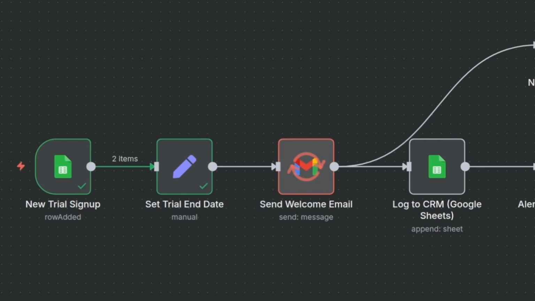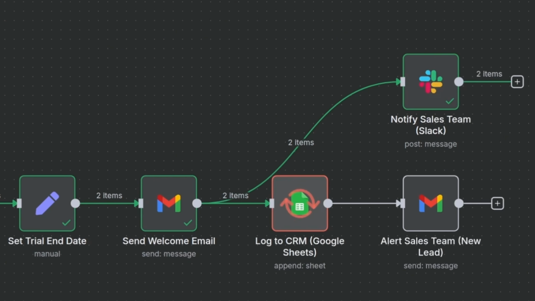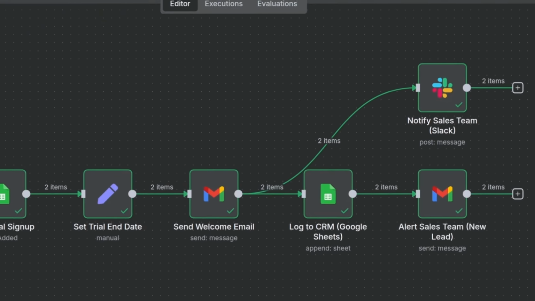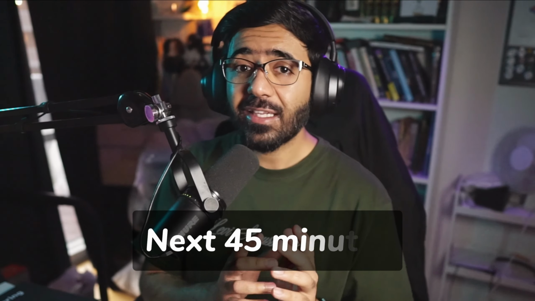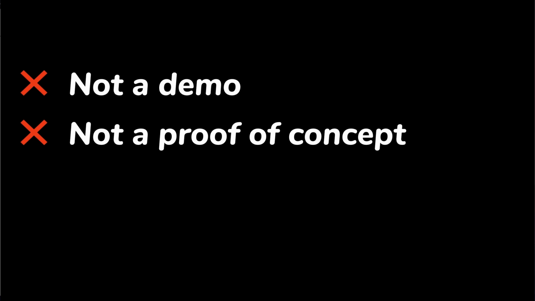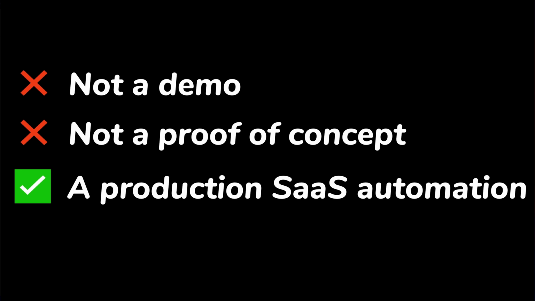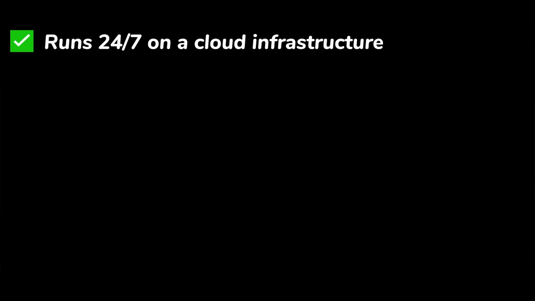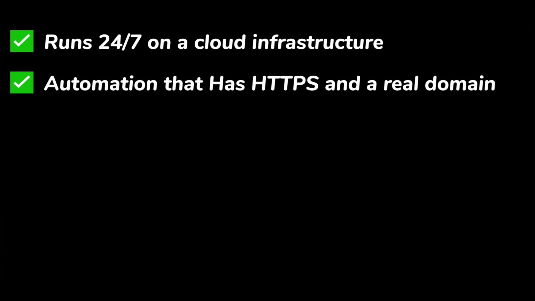But what if I showed you how to deploy a production n8n automation, one that's live, handling real customers and making real revenue in the next 45 minutes? And that's exactly what we are building today. Not a demo, not a proof of concept, a real production n8n automation that will run 24/7 on cloud infrastructure. An automation that has HTTPS and a real domain.